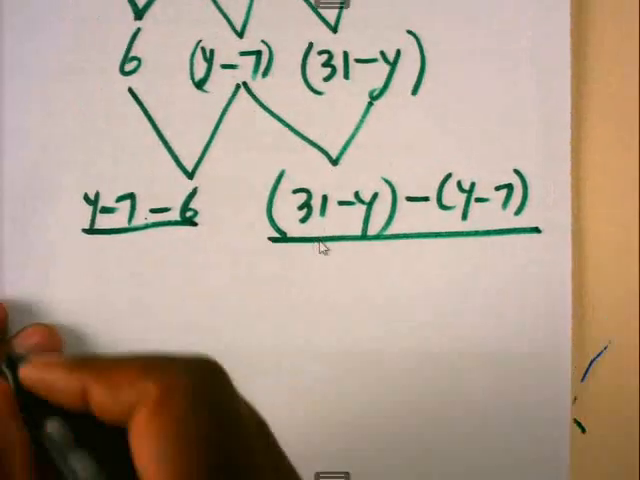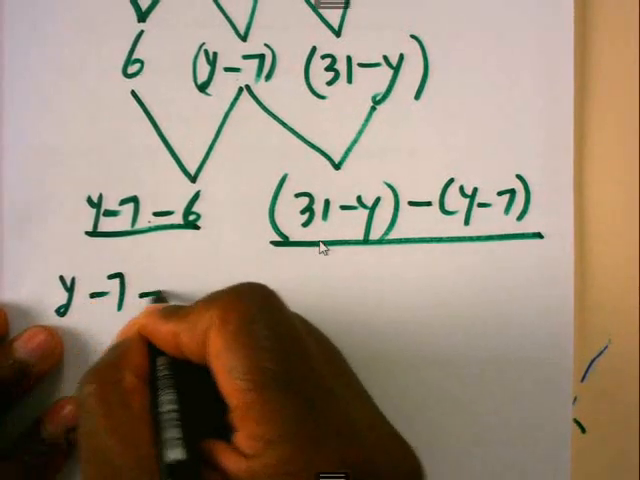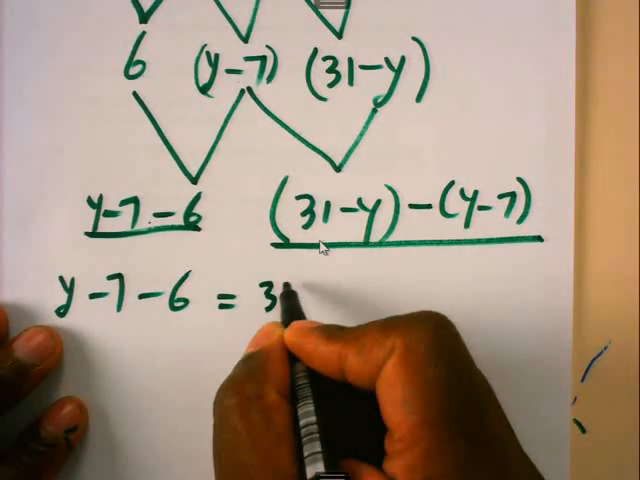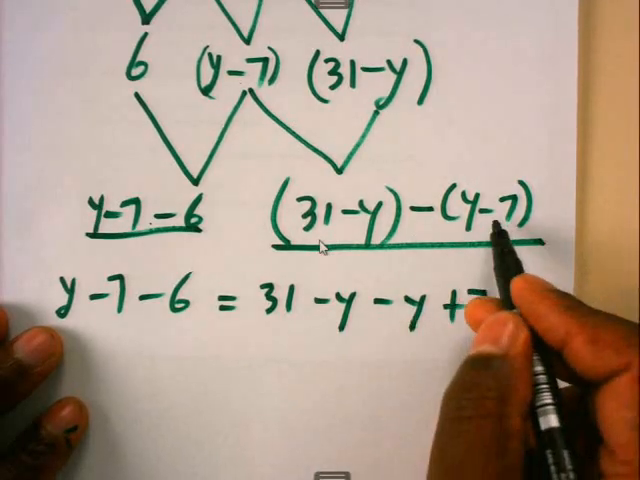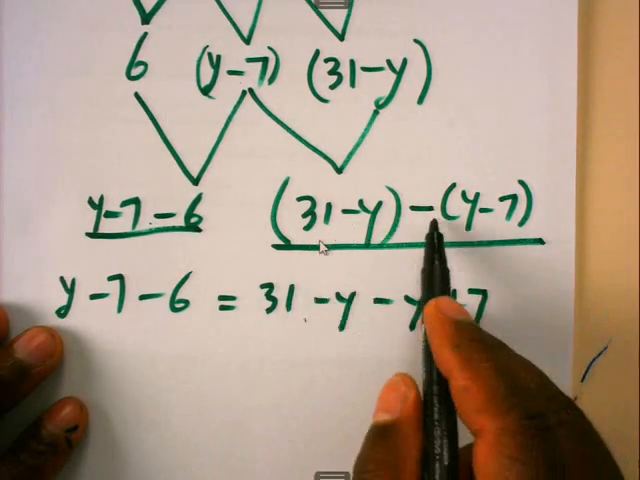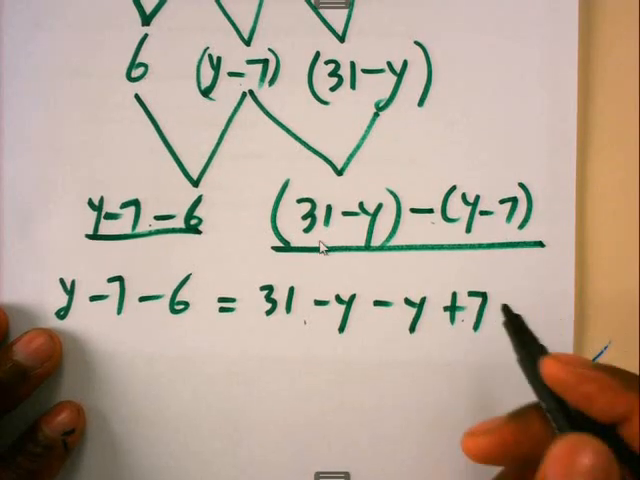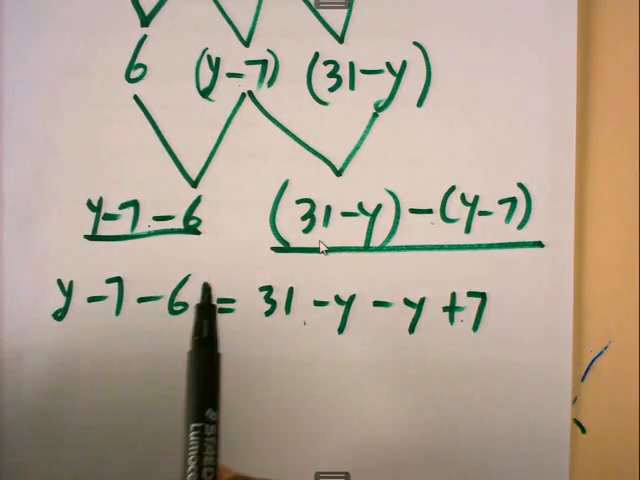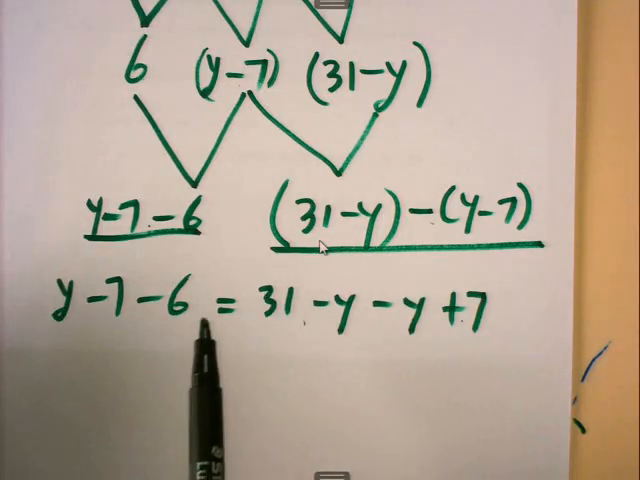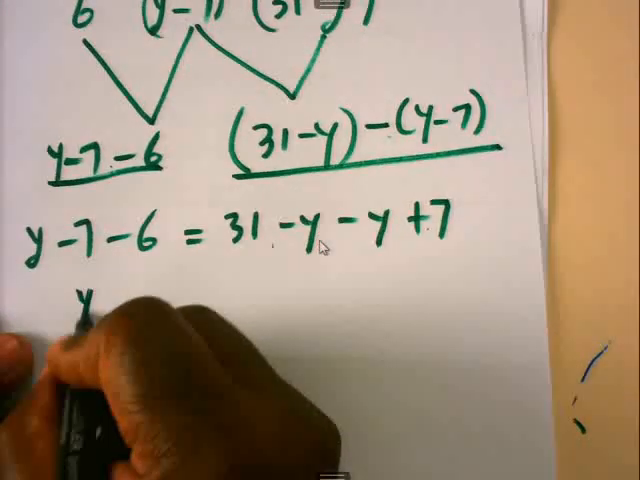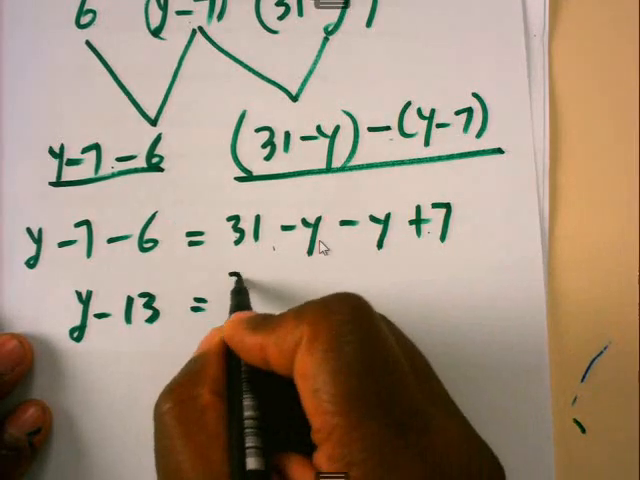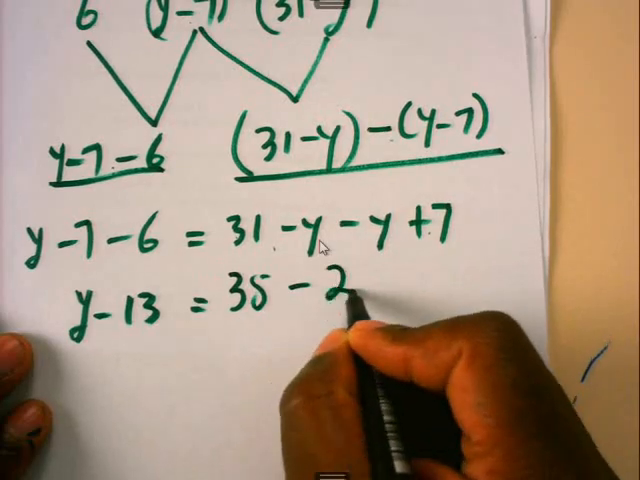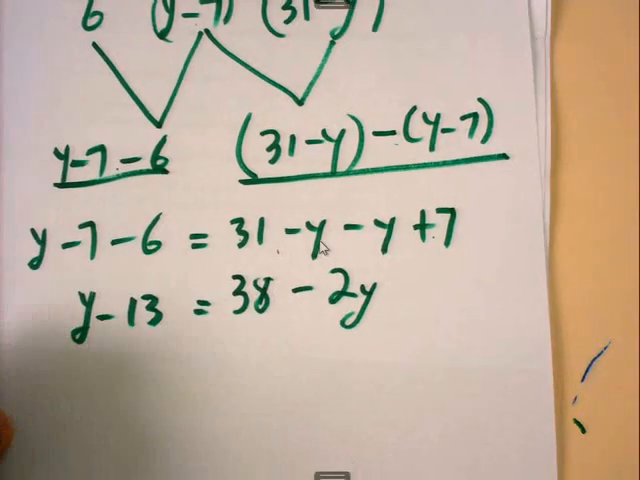Let's check. It means y minus 7 minus 6 is equal to 31 minus y plus 7. If you remove the brackets here, 31 minus y plus 7. Let's add the like terms. So the second differences are equal. This is y minus 13, which is equal to 31 and 7, which will give you 38 minus 2y.